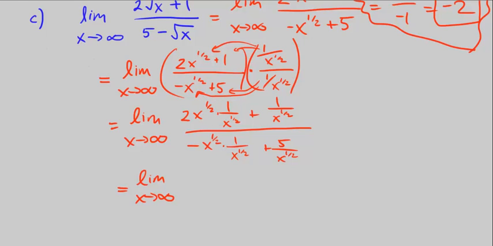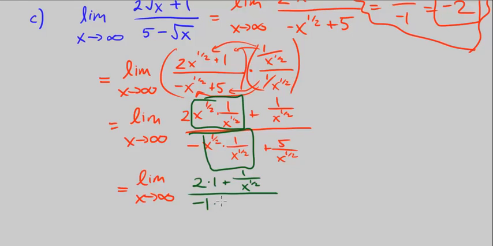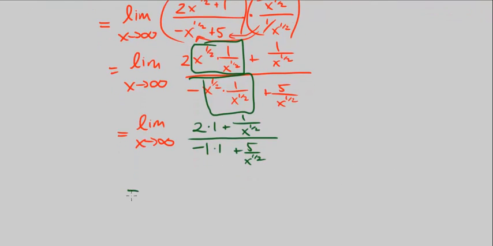This right here, let me use another color. This right here is equal to 1, just like this is equal to 1. So we get 2 times 1 plus 1 over x to the 1/2 power over negative 1 times 1 plus 5 over x to the 1/2 power. Okay? Now when we take the limit as x approaches infinity, we can't plug in infinity, but we can go ahead and look at that.